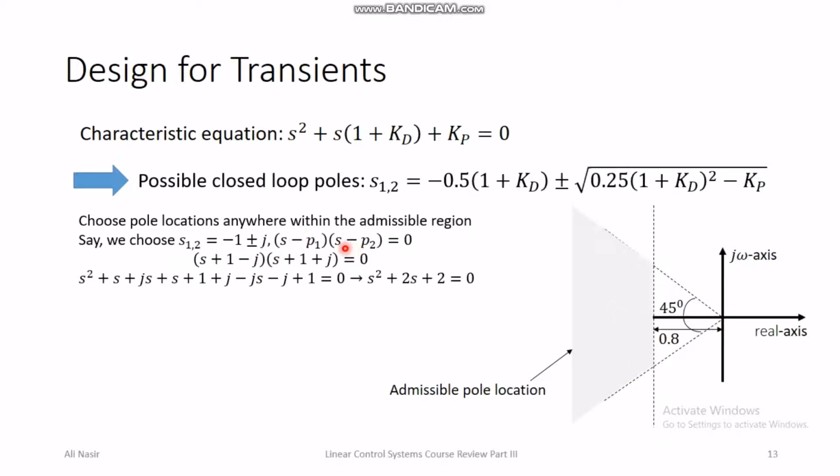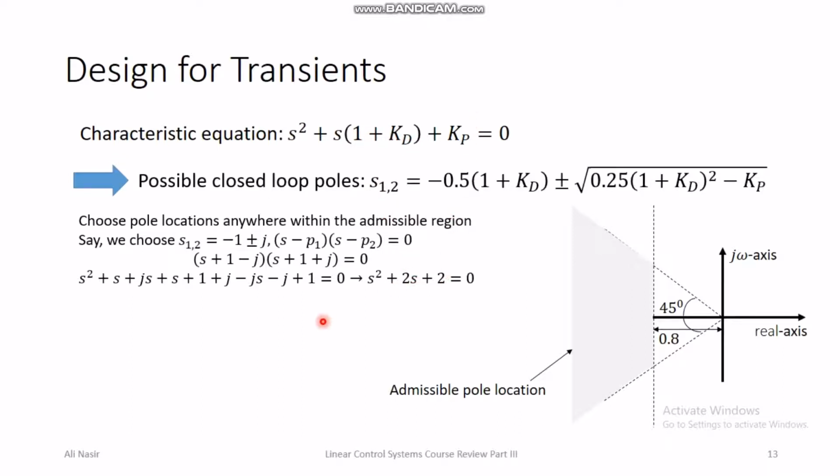So by selecting these poles, we calculate the characteristic polynomial, which turns out to be s square plus 2s plus 2. Using this, we can compare it with the original characteristic polynomial, s square plus s into 1 plus kd plus kp. In order to match the desirable polynomial with the actual polynomial, we need kd equals 1 to make the coefficient of s equal to 2, and we need kp equal 2.